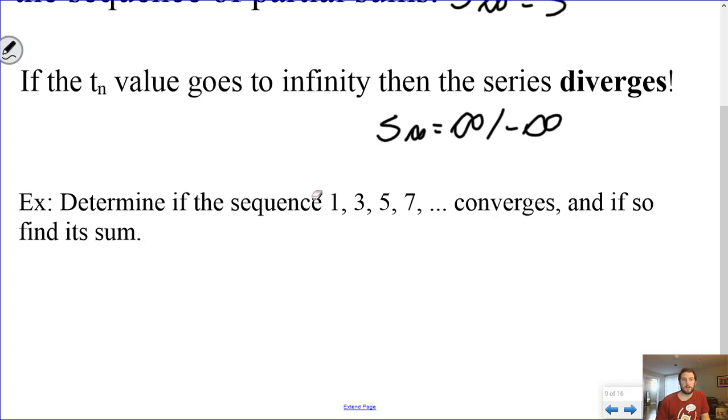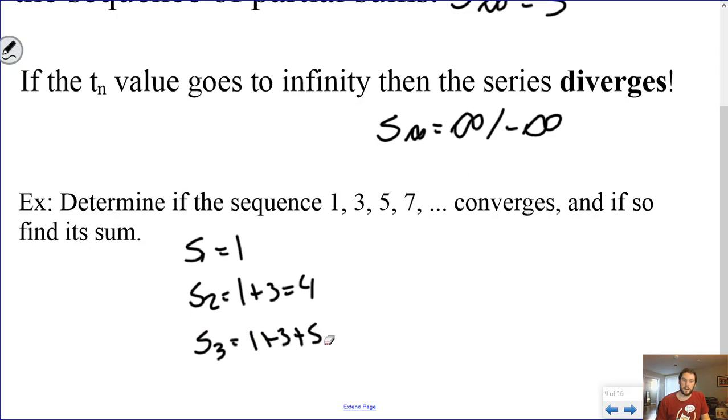So let's see what's going to happen. Let's see if this thing is going to converge, and if it does converge, let's find the sum. So let's take a look at my partial sums again. My sum 1 is equal to 1. My sum 2 is equal to 1 plus 3, which is 4. My sum 3 is equal to 1 plus 3 plus 5, which is 9. And my sum 4 is equal to 1 plus 3 plus 5 plus 7, which is 16.